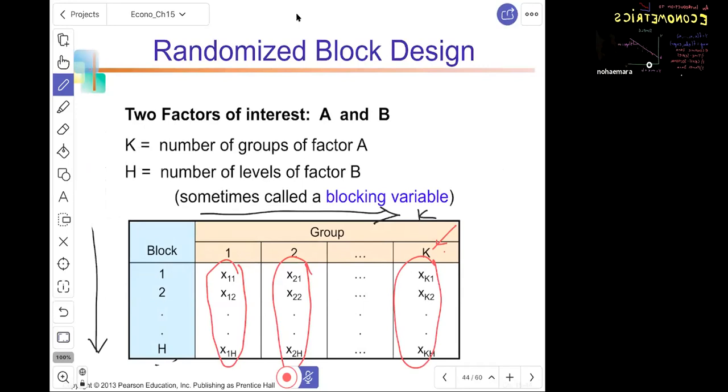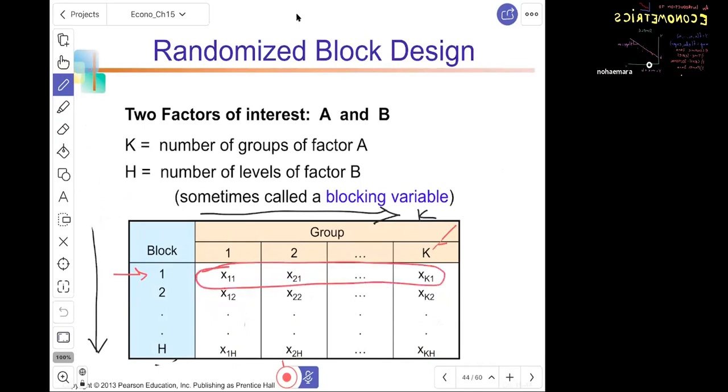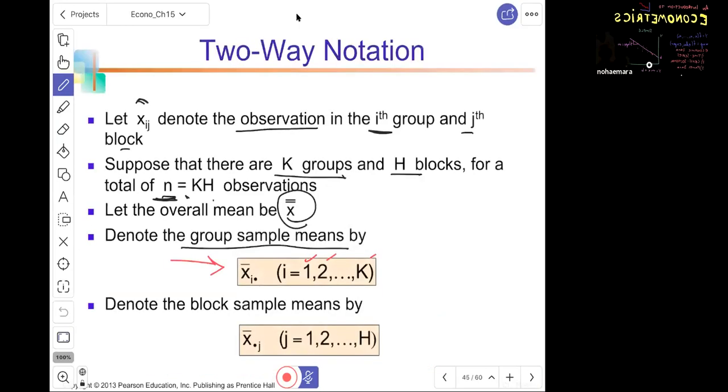And then if I want to compute the other one, which is by block, I need a certain average for each block. This is block 1. What is the average of block 1? I take all these and divide them by the total number K. Same thing: what is the average of block 2? I take these and divide them by K, and so on. So we have the block sample means, and I'm going to have H of these because I do have H rows.